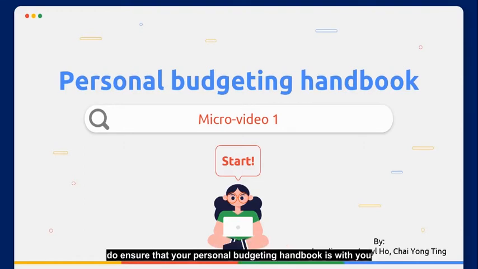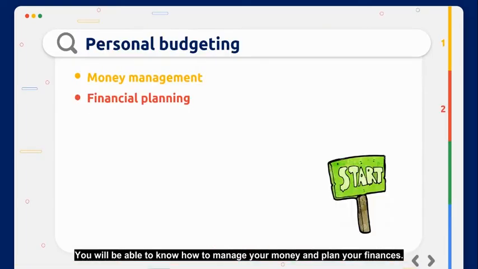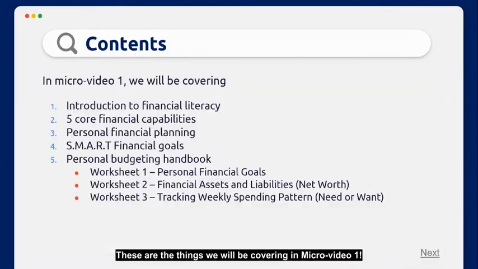Before we begin, do ensure that your personal budgeting handbook is with you for easy reference through the lesson for a fruitful learning. Before we get started with the worksheet, let me give you an idea about what you will learn through this personal budgeting activity. You will be able to know about how to manage your money and plan your finances. So these are the things we will be covering in micro video 1.